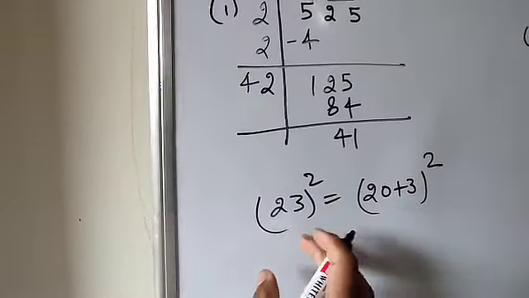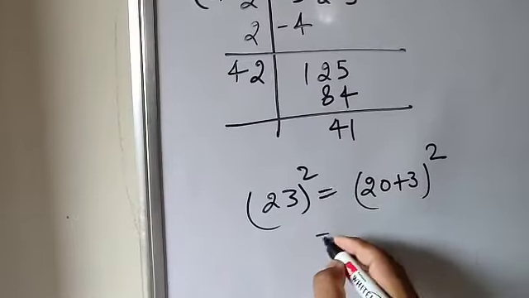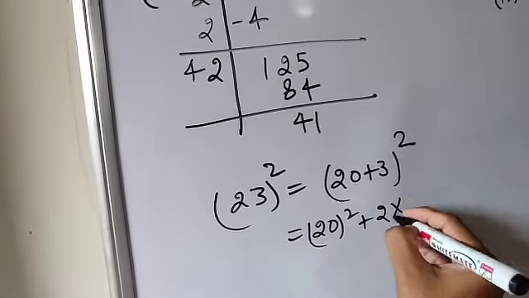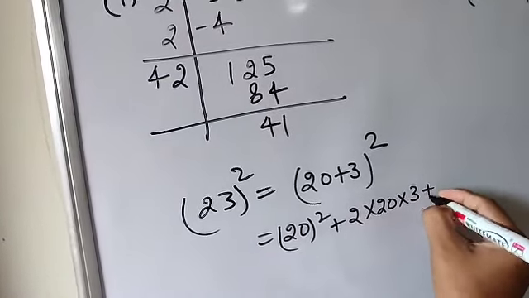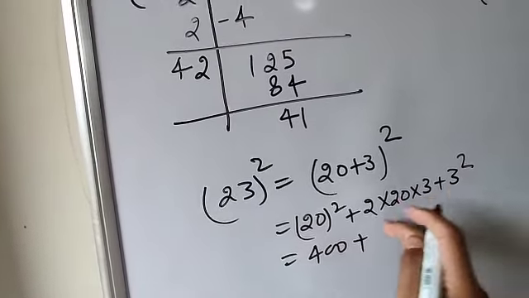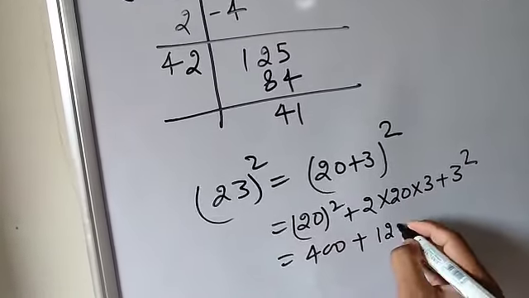You can directly find 23 square by multiplication, or apply that method. So 20 square plus 2 into 20 into 3 plus 3 square. 20 square is 400, plus 2 3 ja 6, 2 ja 12, 120, plus 3 3 ja 9. That will be 529. So the square of 23 is 529. So the perfect square number after 525 is 529.